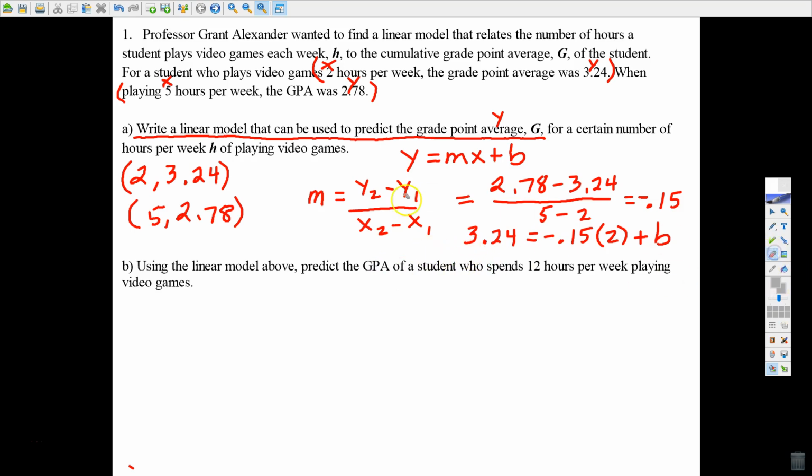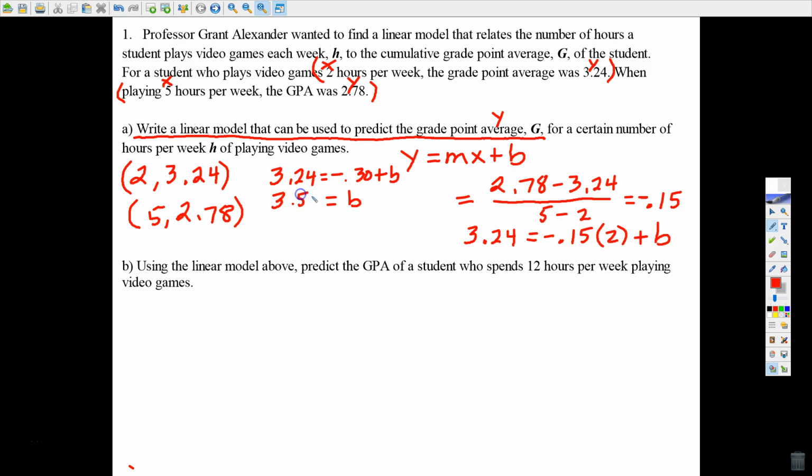And I'm going to go ahead and erase this so we know what the slope formula is. So you got 3.24 equals, I guess that's negative 0.30 plus b. And now we're going to be adding 0.30 to both sides. And that looks like 3.54.